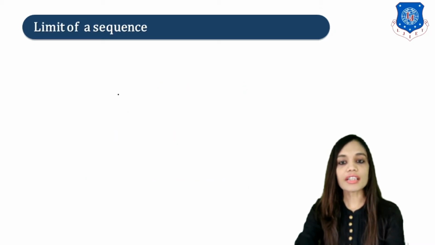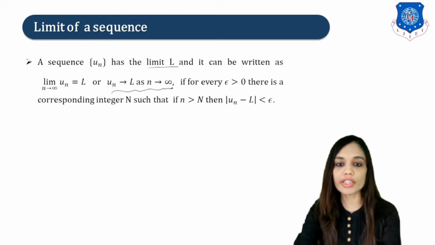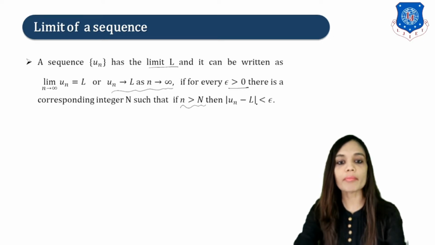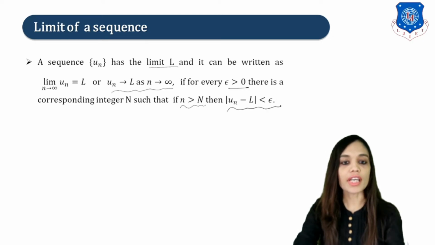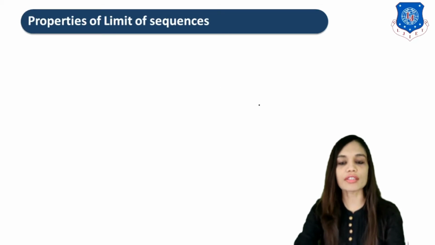Okay. Now let us study the limit of a sequence. The sequence Un has limit L and it can be written as limit n tends to infinity Un is equal to L, or Un goes to L as n tends to infinity, if for every epsilon greater than 0 there is a corresponding integer capital N such that if n greater than capital N, then mod Un minus L is less than epsilon. Now let us go to the properties of limit of sequences.